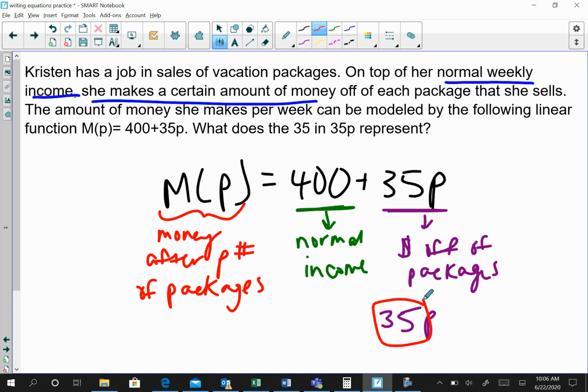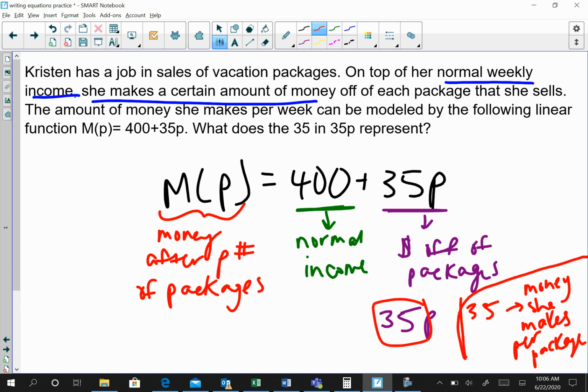So what does the 35 in 35P mean? Well, if P is the amount of packages that she sells, then 35 is the money she makes off of each package, or money she makes per package. There. So this is how you can break down the equation and figure out what each part means, and have it benefit you so that you can actually understand why these numbers go together.